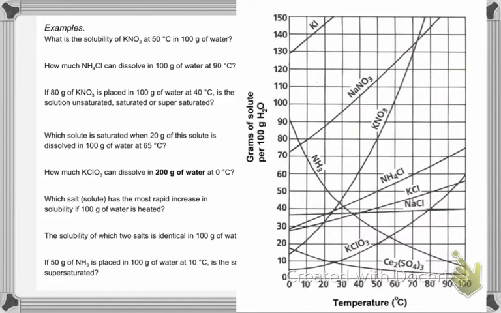So the first one says, what is the solubility of potassium nitrate at 50 degrees Celsius in 100 grams of water? So what I'm going to do is find 50 degrees Celsius. And I'm going to find potassium nitrate, which is right here.